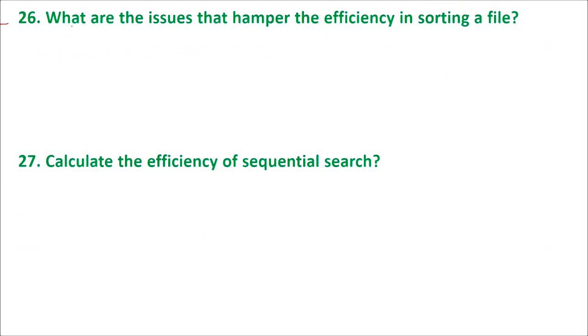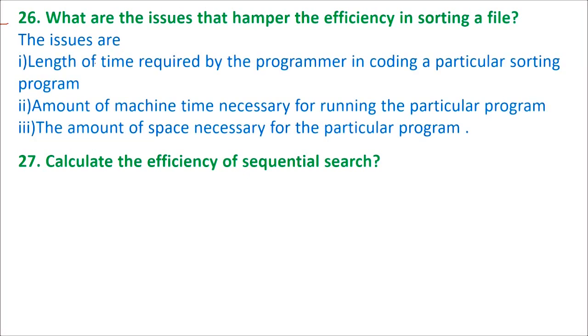26 says, what are the issues that hamper the efficiency in sorting a file? You want to sort a file, what are the issues? First is the length of time required by the programmer in coding a particular sorting algorithm or program, and the amount of machine time which is necessary for running a particular program, and the amount of space necessary for a particular program. So time and space efficiency is the criteria.